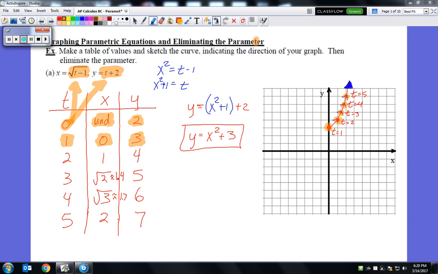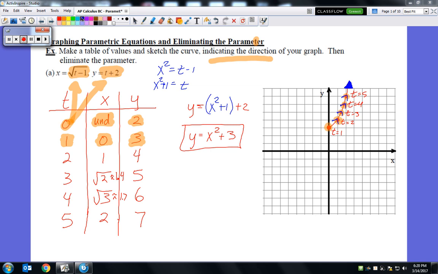So it did ask us to indicate the direction. That's why we have these arrows, the blue arrows that you see. And it's saying that that's the direction that the parametric equation is creating. And then we have that arrow there at the end saying that it'll just keep going on forever and ever, because it didn't give us a specific interval to analyze.